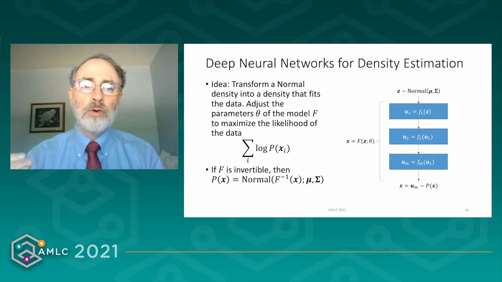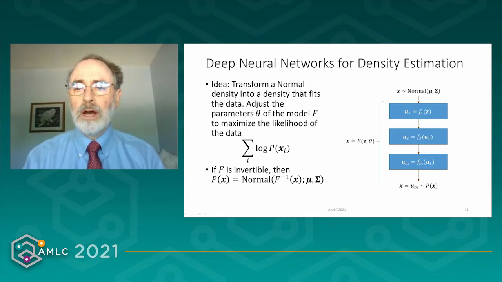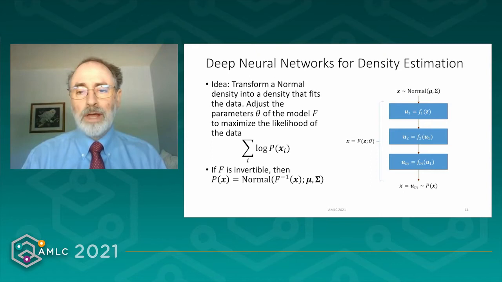So for those of you who haven't seen these techniques, the idea is to transform some known distribution, for example, a multivariate Gaussian, into a target distribution that has high likelihood on our training data. Typically we would start with some multivariate Gaussian here and then push it through a chain of functions such that coming out of this, these transformed values are distributed according to the target probability distribution. And we have a sample from that distribution, and we want to maximize the likelihood of the data for that sample. We'll call the whole function capital F and say that it's parameterized by theta.